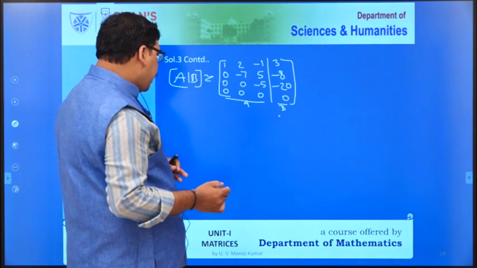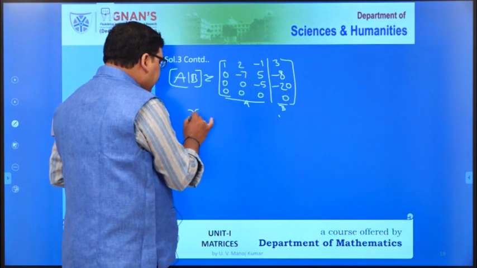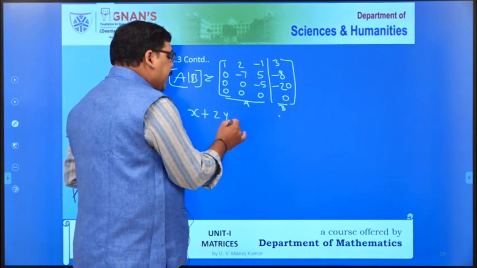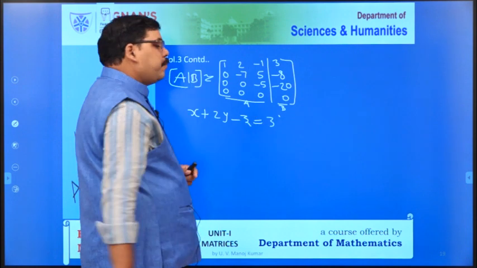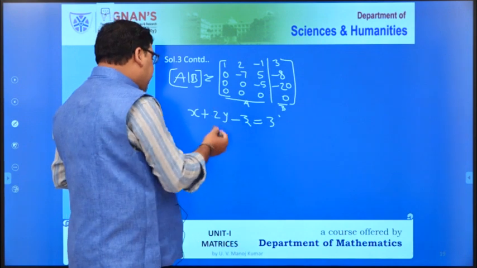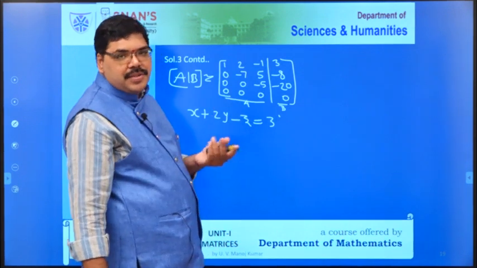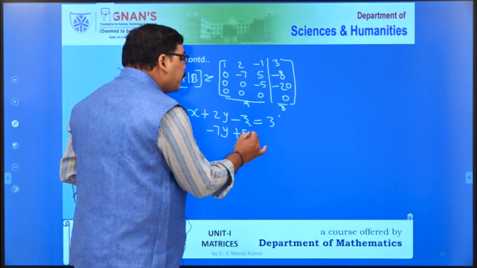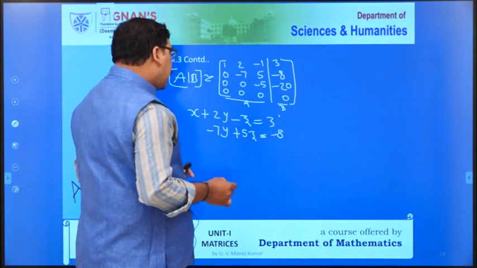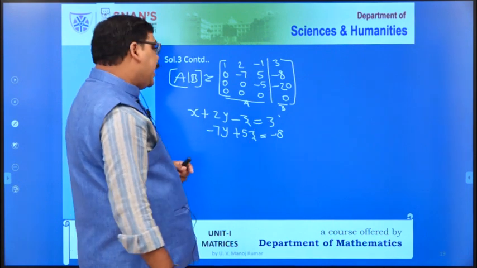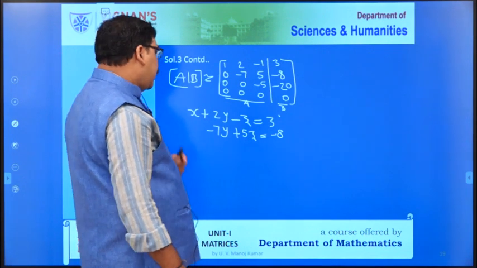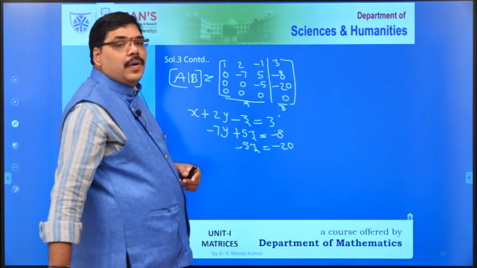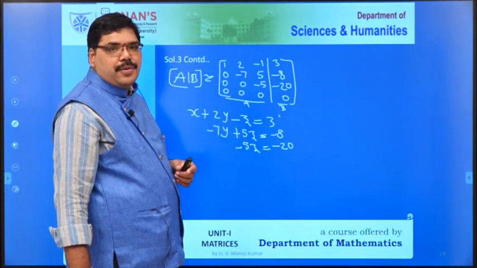Now when you write them back into a system of equations, we get x plus 2y minus z equals 3. The second equation becomes minus 7y plus 5z equals minus 8. The third row in equation form gives minus 5z equals minus 20. The last row, 0 equals 0, no need to write.